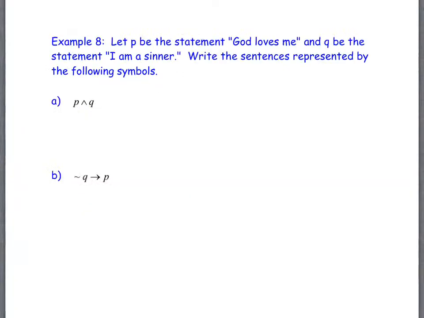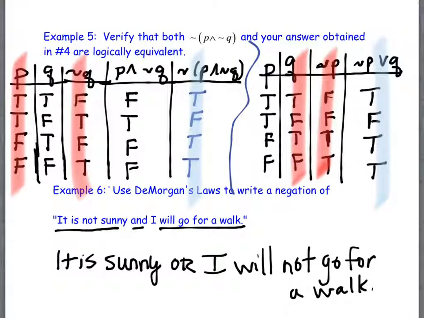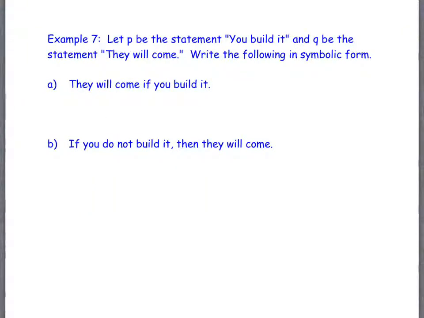All right, so let me go back over here. Oops, one too many. We're going to do an example. The example we're going to do is taking sentences and writing symbols for them. So our statements P and Q are the following. P is the statement, you build it, and Q is the statement, they will come. Do you know what this is from, or is that so far removed from Field of Dreams? Very good. All right, so we're going to take a sentence and write it in symbols properly.